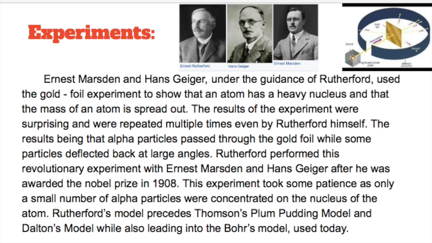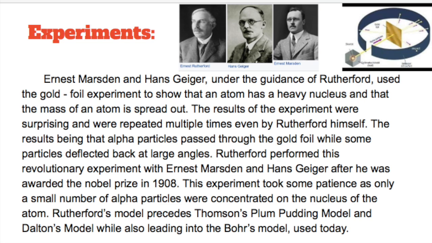Experiments. Ernest Marsden and Hans Geiger, under the guidance of Rutherford, used the gold foil experiment to show that an atom has a heavy nucleus and that the mass of an atom is spread out. The results of the experiment were surprising and were repeated multiple times, even by Rutherford himself. The results being that alpha particles passed through the gold foil, while some particles deflected back at large angles.